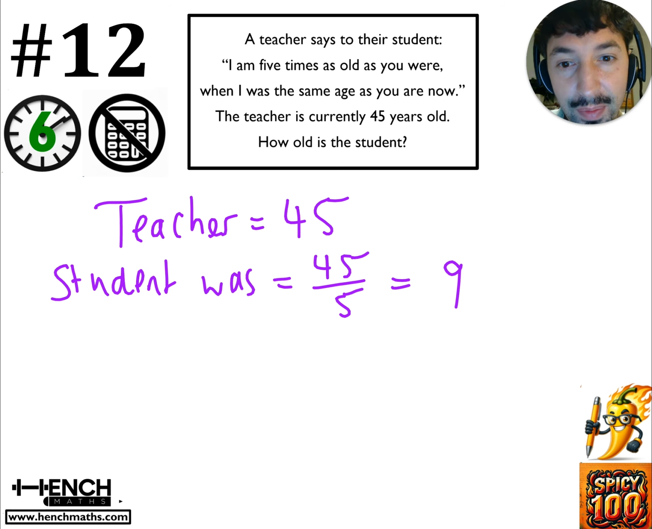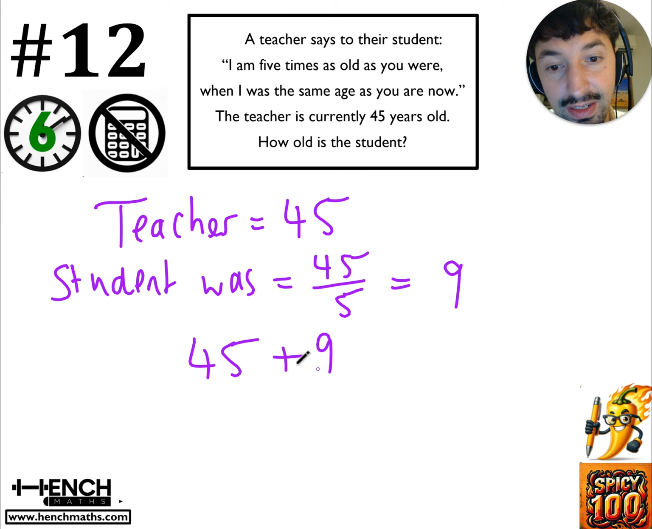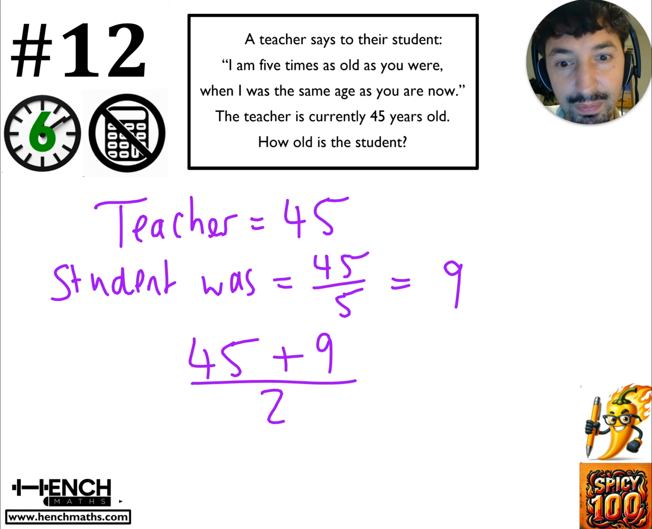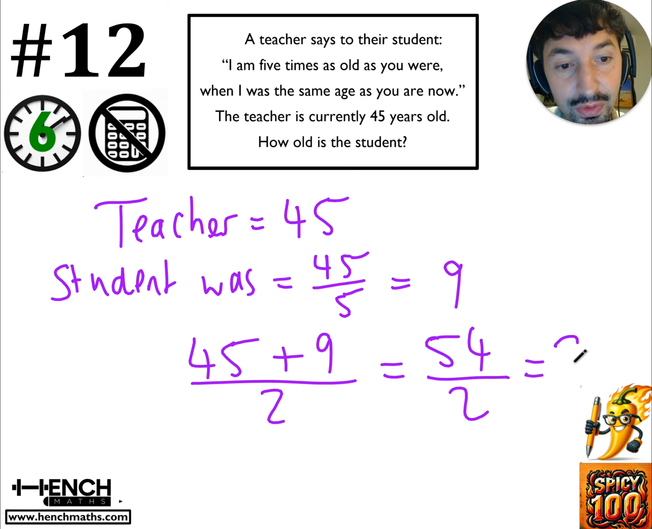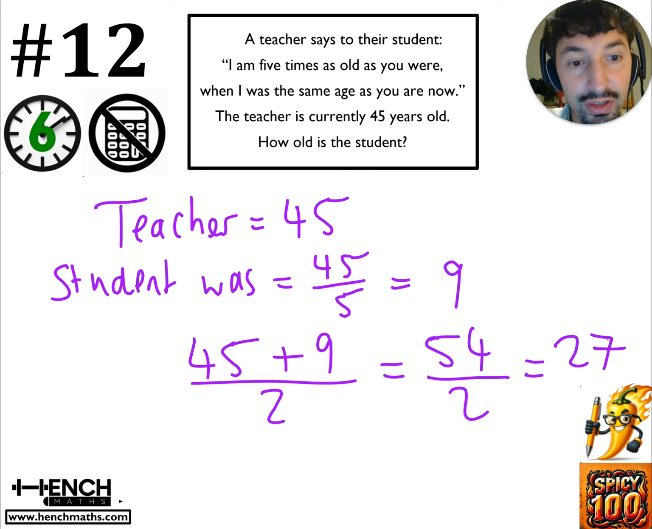Now the beautiful thing about time is that it moves at the same rate. So the student gets a year older, the teacher gets a year older. So we can actually be very sneaky here, and because they both need to move at the same rate, we can actually take the midpoint of these two ages, because 45 plus 9 divided by 2, that's the midpoint, a bit like the average. So you get 54 divided by 2, which is 27. The student has had 18 years to age from 9 to 27. And then the teacher would have had 18 years to age from 27 to 45. And you check 27 plus 18 is 45.